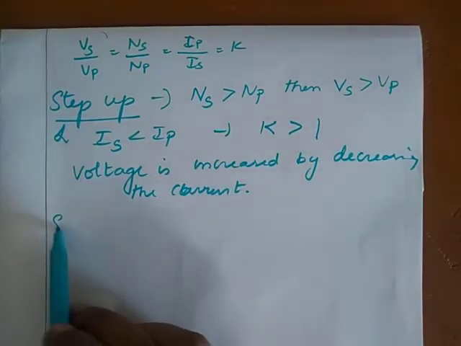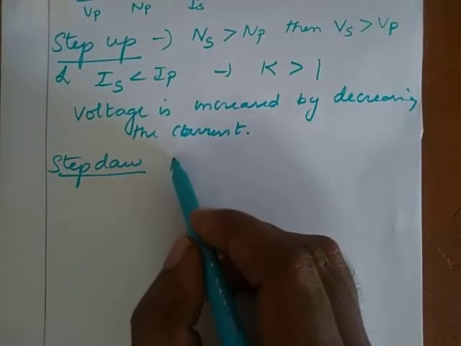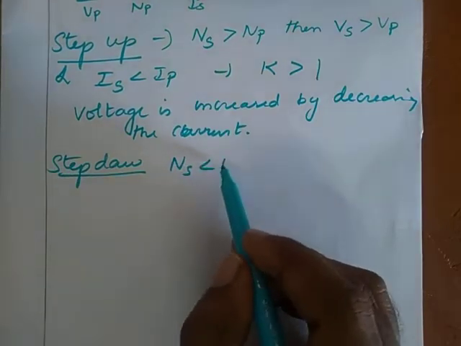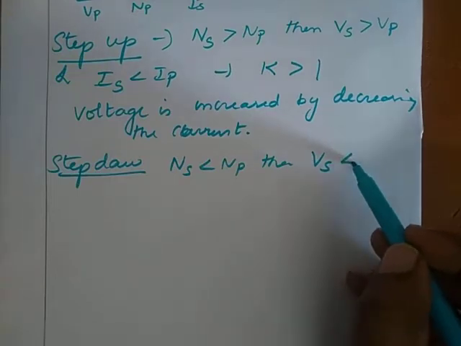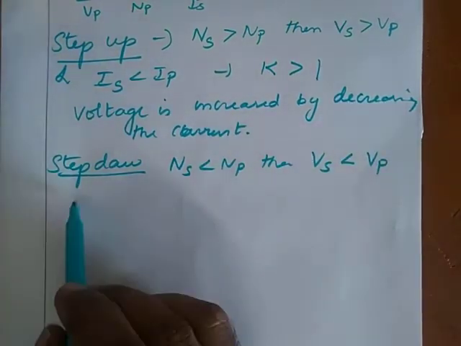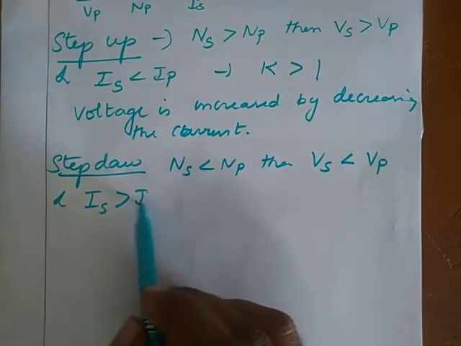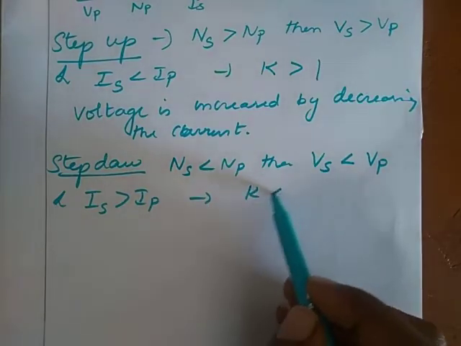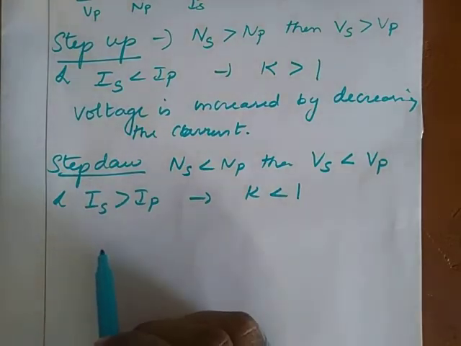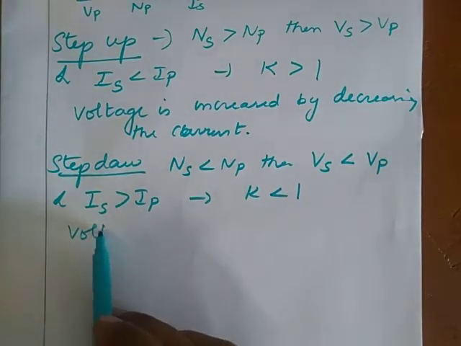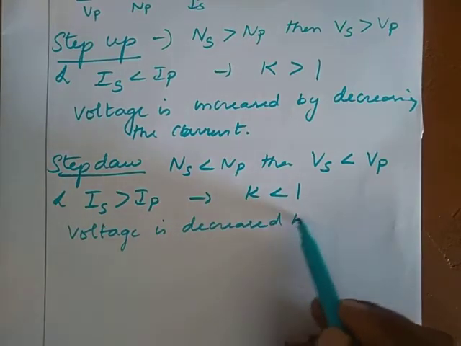Then the step down transformer. For a step down transformer, the number of turns in the secondary coil is less than the number of turns in the primary coil. Then the voltage across the secondary coil is less when compared to the voltage across the primary coil, and the current in the secondary coil is greater than the current in the primary coil. For this case the k value is less than 1. For a step down transformer, voltage is decreased by increasing the current.